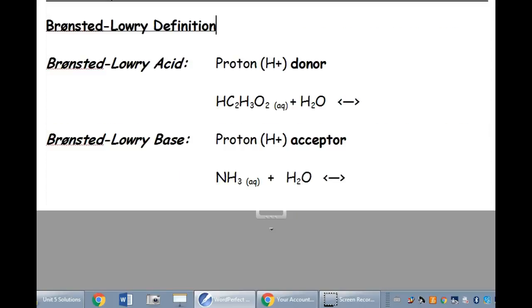The next thing I want to talk about is a different definition, a definition for acids and bases that you will not be familiar with, but that is very commonplace in the world of science.